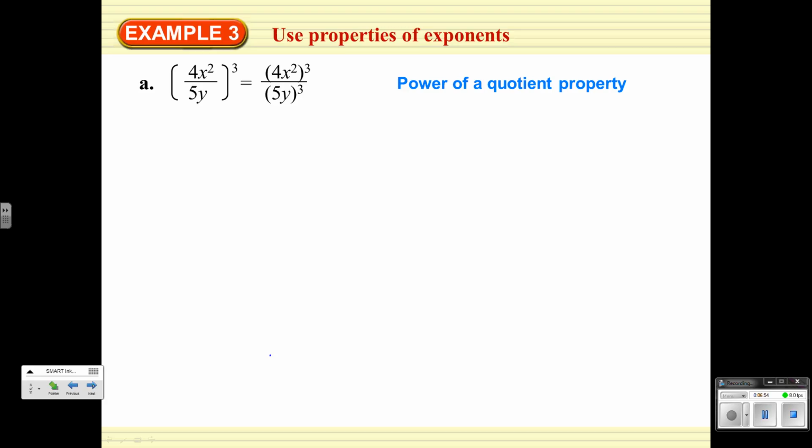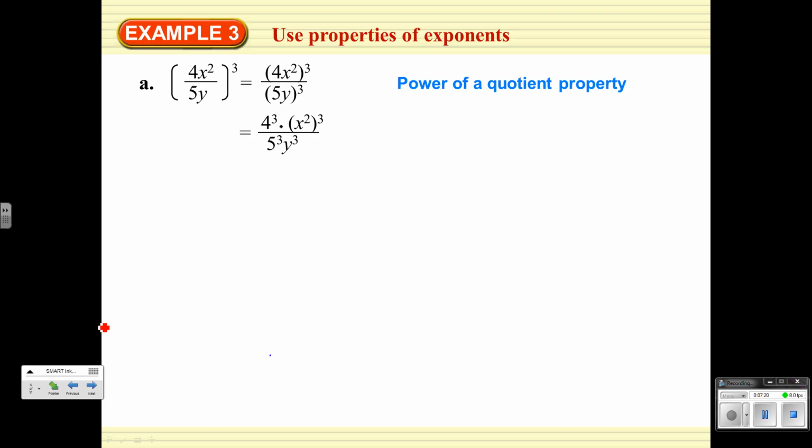And then my next step is going to be taking that 3 and using my powers of product property. And I'm going to take the 3 and I'm going to put it with the 4. And then I'm going to take the 3 and also put it with the x squared. It has to go to everything in the numerator. And the same thing with the denominator. The 3 has to go with the 5 and with the y. So just keeping that in mind.